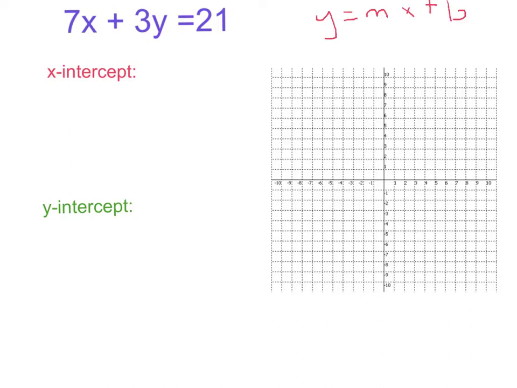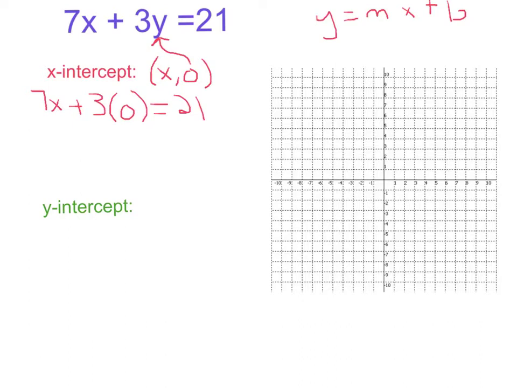What do you remember about the x-intercepts? What you should remember is that the point is always x and then y equals 0. So to find the x-intercept, I'm going to plug 0 in for y and solve for x. So 7x plus 3 times 0 in for y equals 21. And now I can solve this one variable equation for x.